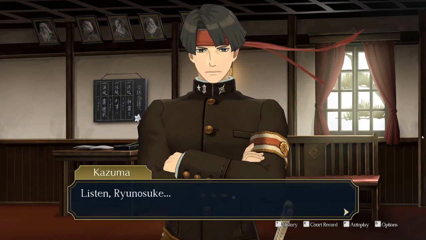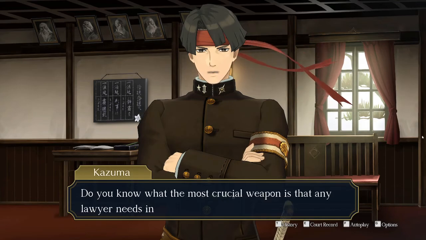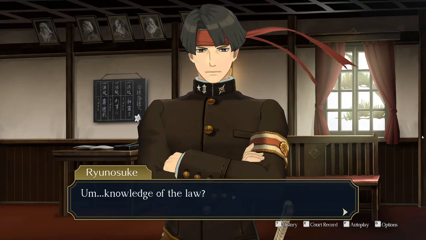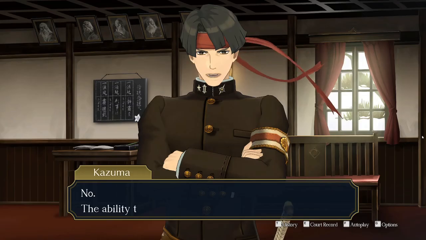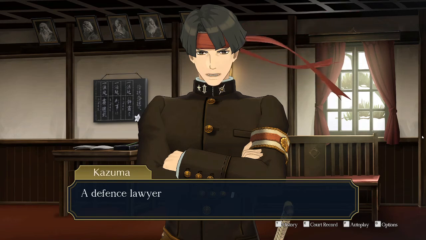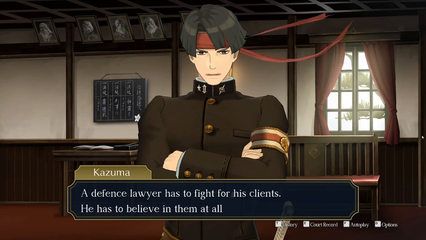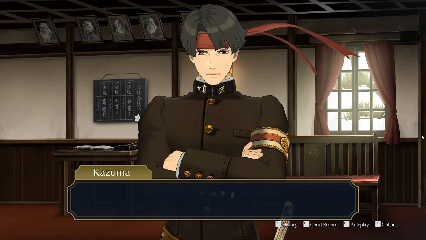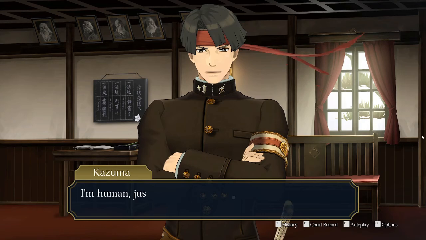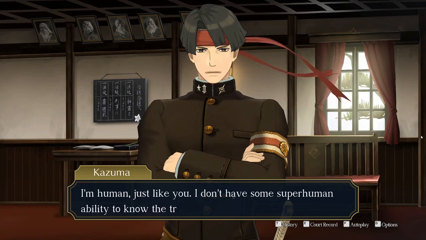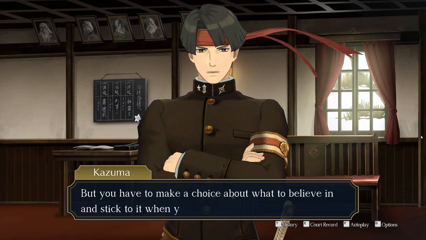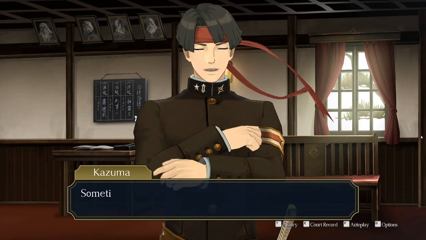Listen, Ryunosuke. Do you know what the most crucial weapon is that any lawyer needs in order to win? Knowledge of the law? No, the ability to believe. To believe? To believe what? A defense lawyer has to fight for his clients. He has to believe in them at all times. Like you believed in me when I said I didn't do it? I'm human, just like you. I don't have some superhuman ability to know the truth. But you have to make a choice about what to believe and stick to it when you're defending someone.